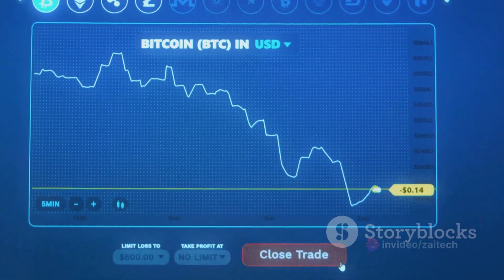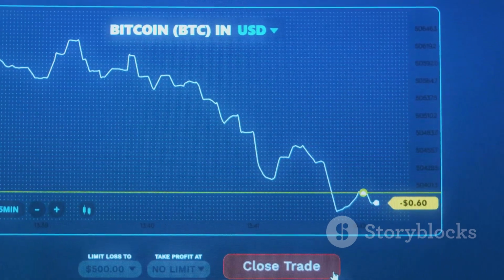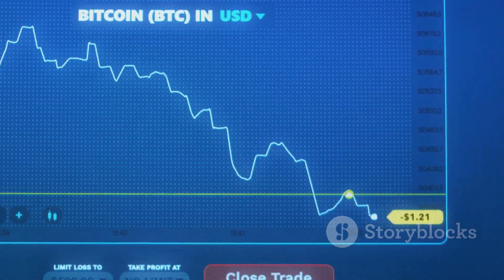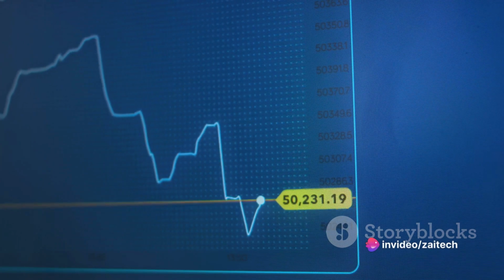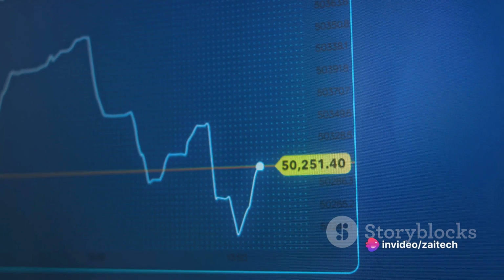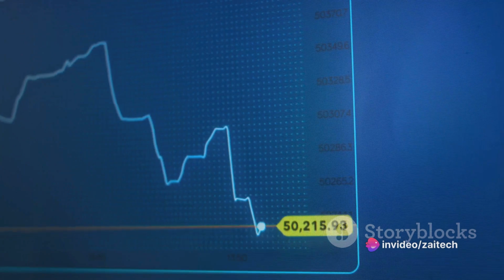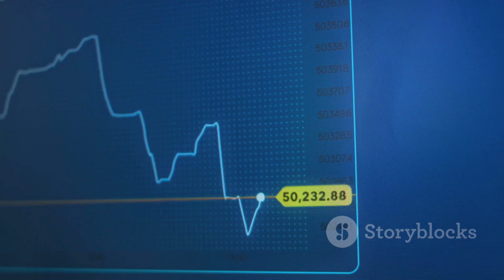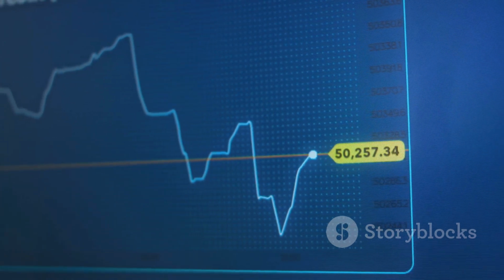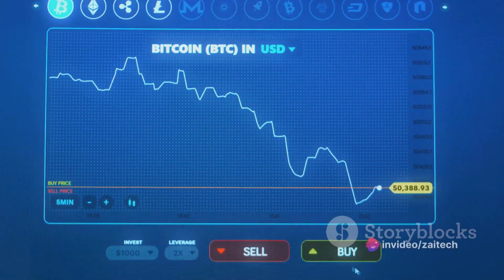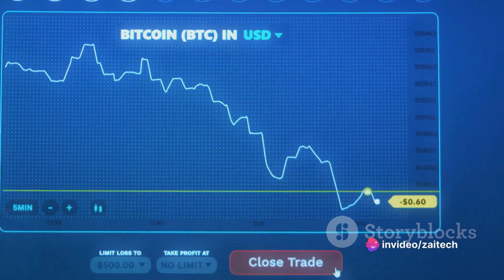Now, on to position sizing. This is the process of determining how much of your capital you're willing to risk on each trade. It's a critical step in managing the potential downside. So how do we do this? First, you need to determine your risk tolerance. This is a personal decision and can range from 1 to 3% of your total account balance.